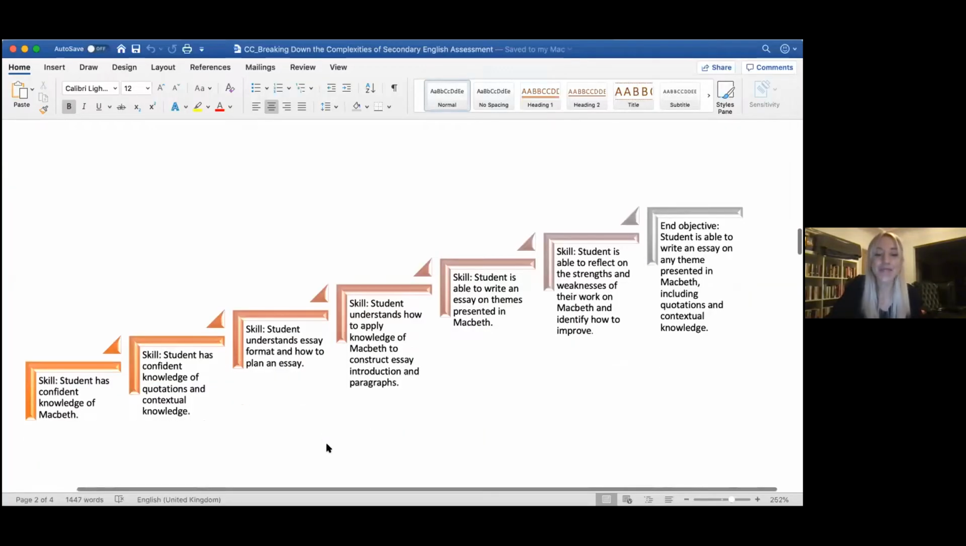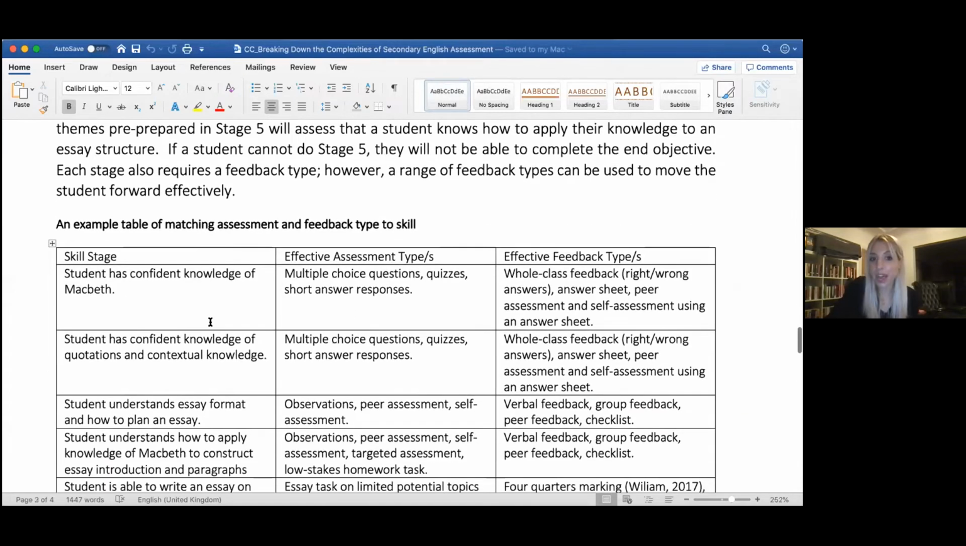Sorry, I'm going to share my screen again. In the same way that we have those little steps, you can look at what is the most effective assessment type here. So, for example, if I want to know that a student has confident knowledge in Macbeth, then I could use multiple choice questions, quizzes, and short answer responses. And I can also use whole class feedback. I could have an answer sheet. I could use peer assessment, and I could use student self-assessment as well using an answer sheet. So that means there is no marking there for me, but I can see immediately where my students' schemas are not being fulfilled, and I can go back and teach that knowledge, or I can move on with the next skill.